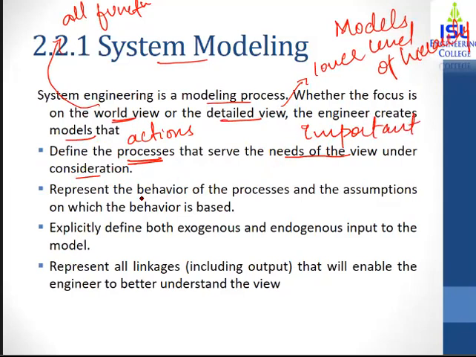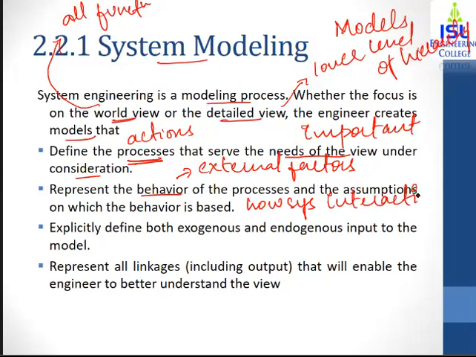Then you're going to represent the behavior of the process and the assumption. Now behavior means what are the external factors that can affect the development of the software, which are going to be identified. Or behavior of the system means how the system is interacting. That can also be identified. When you know how the system is going to interact, it becomes easy for you to create a model.